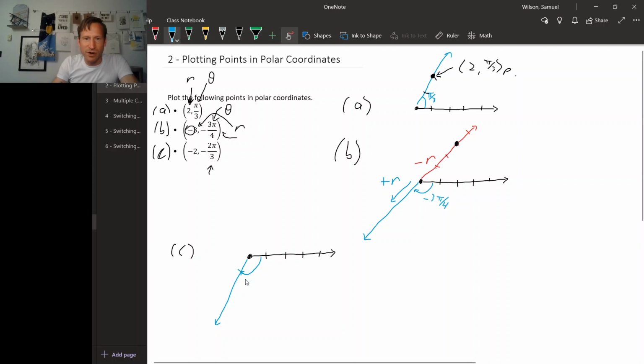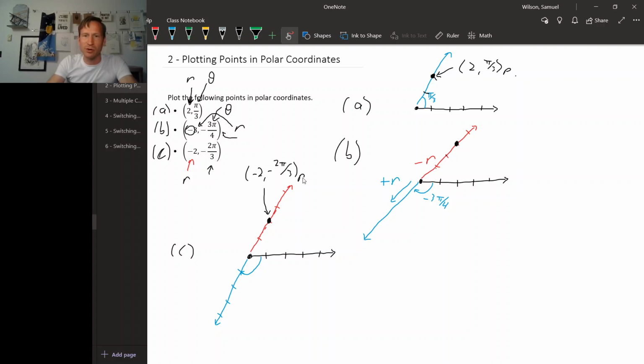And so positive r values would send us along this angle, but the r value for this point is negative, so we're going to end up going in the negative direction, so the direction opposite the angle points, and we're going to go 2 in that direction since the r value for this point is negative 2. So that's going to be right here. All right, so this is the point negative 2, negative 2 pi over 3, and that's in polar coordinates.